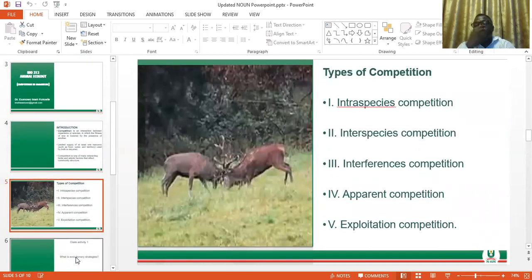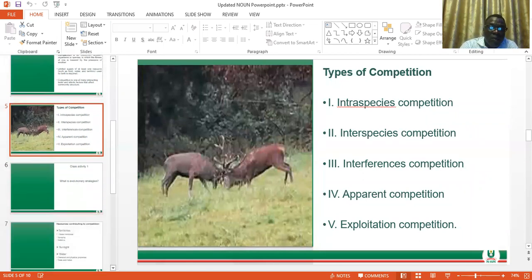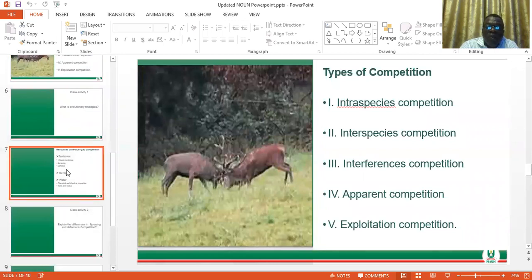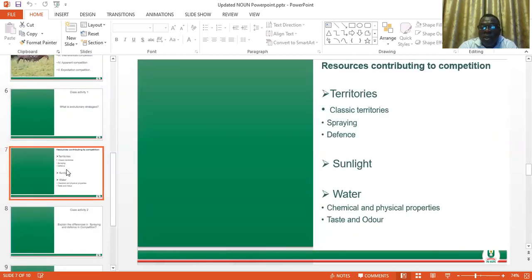We'll talk about the types of competition: intraspecific competition, interspecific competition, interference, apparent, and exploitation. These are the many types of competition. The two major ones, as we know, are the intraspecific and interspecific. Intra has to do with within, and inter has to do with outside competition that exists within organisms. And we also went on to look at resource competition and territory.